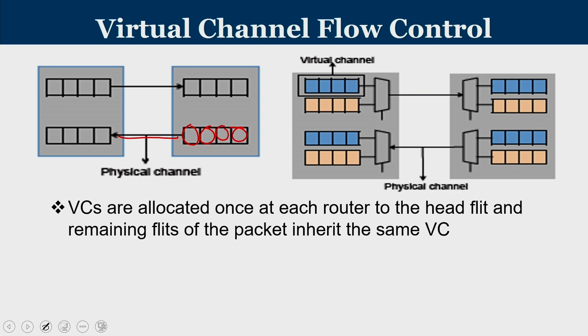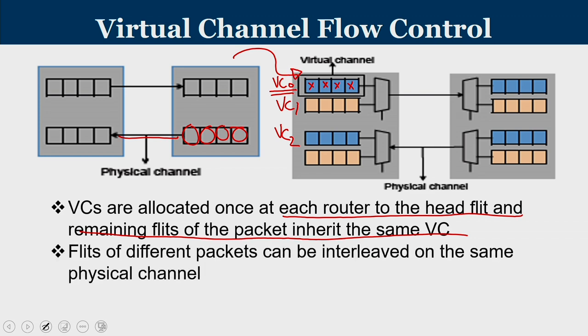Virtual channels are allocated once at each router to the head flit, and remaining flits of the packet inherit the same virtual channel number. So this may be the head flit, and these are body flits of the same packet. If this is VC0, let us say this is VC1, then VC2, and if VC0 is assigned to one particular packet, all flits of the same packet will come and reside inside the same virtual channel. Flits of different packets can be interleaved on the same physical channel.